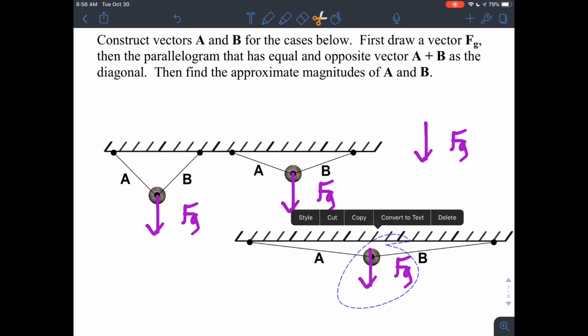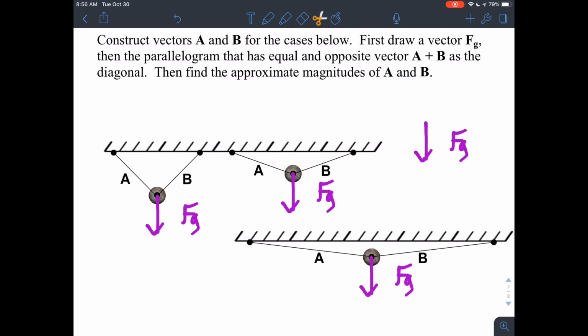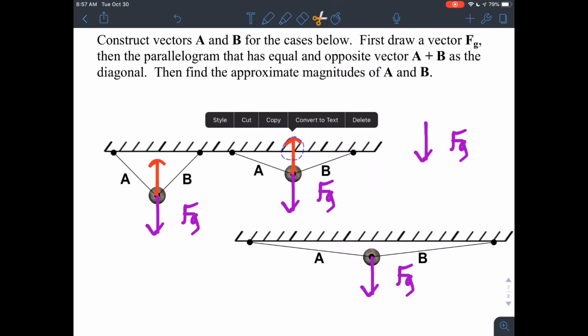Okay, now in each case here, the direction of A and B is indicated by the black lines, not the length. So the idea here is that we need to create a vector that is equal and opposite. A plus B must create a vector that is equal and opposite to Fg. So the way we're going to do that is we're going to create another vector that is equal and opposite to Fg, which basically looks like that. Okay, so there's my Fg. A plus B must equal that red one. A plus B must equal this red one, and A plus B must equal this red one.